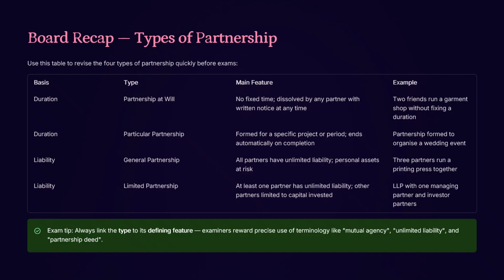Based on liability, general partnership and limited partnership. First one is general partnership. All partners have unlimited liability. Personal assets are at risk. For example, three partners run a printing press together. All have the liability to pay any debts. The next, based on liability, is limited partnership. In limited partnership, at least one partner has unlimited liability, other partners are limited to capital invested. For example, an LLP with one managing partner and investor partners.